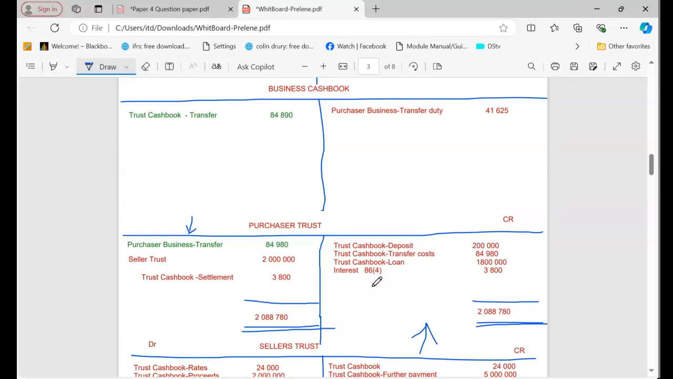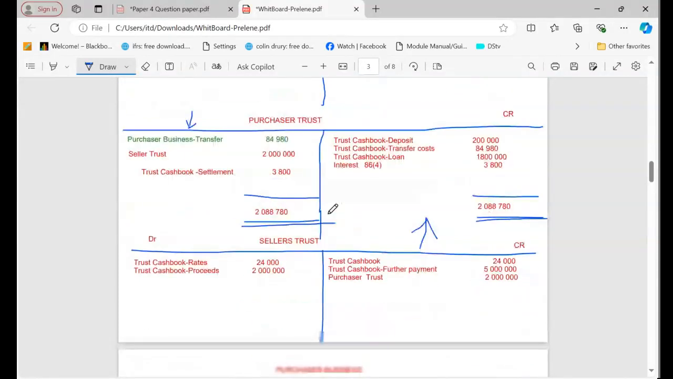Can you see now? If there was no interest, this book was supposed to balance automatically. The debit side was supposed to be the same as the credit side. I'm just saying, in future, when you are balancing and you don't have anything to trust cash book here, don't think that you are wrong. It's because there's nothing that the purchaser gained from the process of selling. Here, the purchaser gained because of the interest.